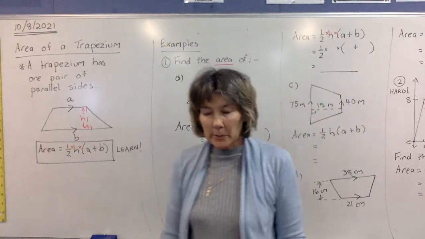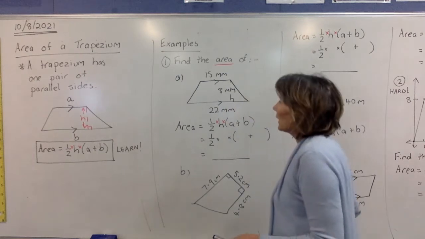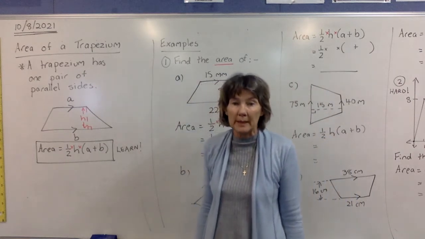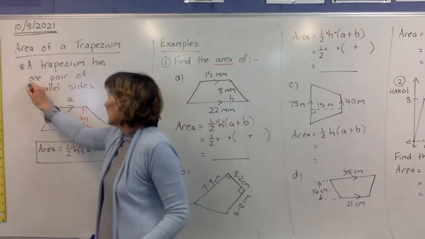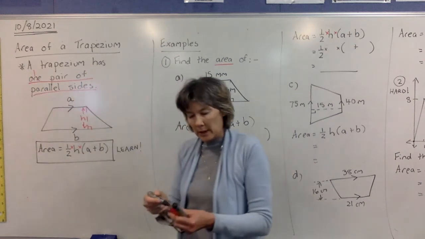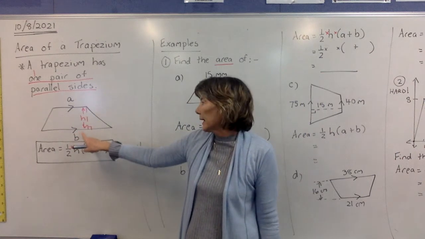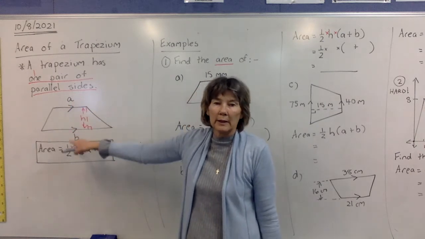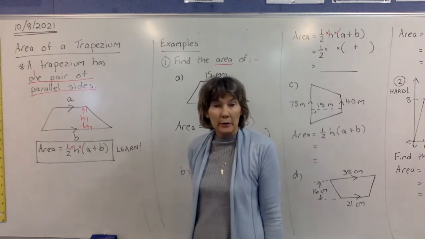So today we're going to be doing the area of a trapezium. If we have a look at what we've written up here, you have to be able to identify what a trapezium is. A trapezium has one pair of parallel sides. If you look at this diagram here, the arrows indicate parallel lines. So we've got two parallel lines here. That's one pair of parallel lines, so that means we have a trapezium.